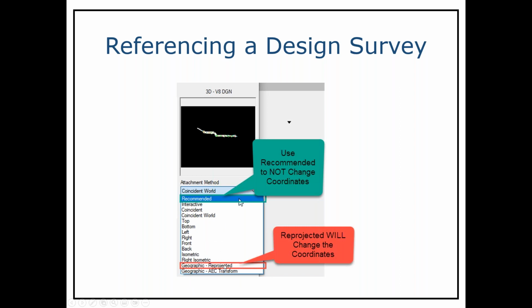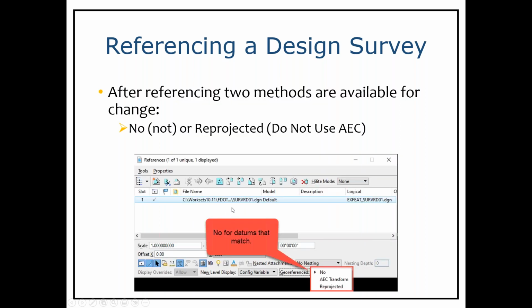Now, if you are on the same datum and you choose reproject, it's not going to do anything. What will happen is it will reference the file. You can go down and look under georeference down here in the bottom right, select your file and do the drop down, and you will see these are the only choices you'll see. It's either not been reprojected, or it's using the ACE transform, which we do not use, or it's going to be reprojected. No should be most of the time. Only if there's a problem, really, will you end up using reprojection.